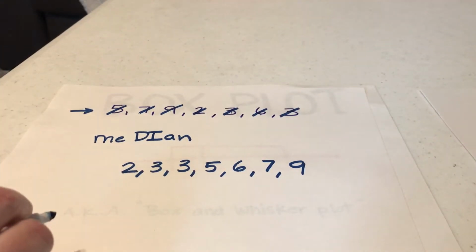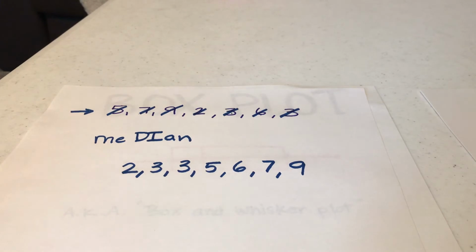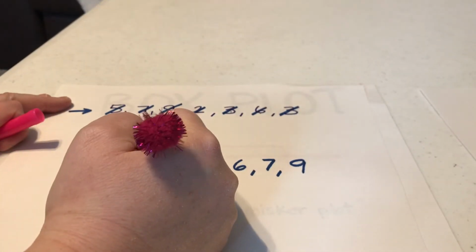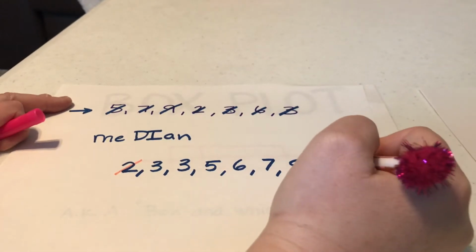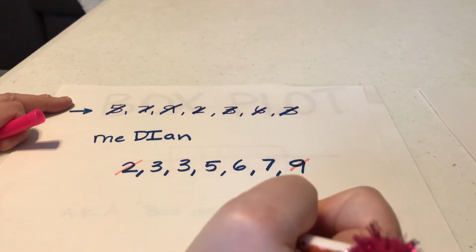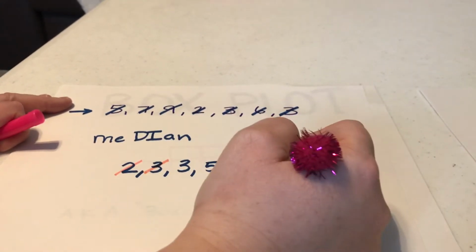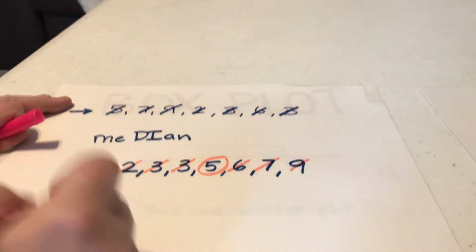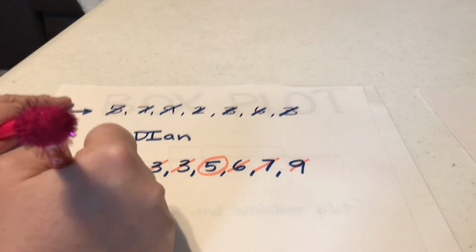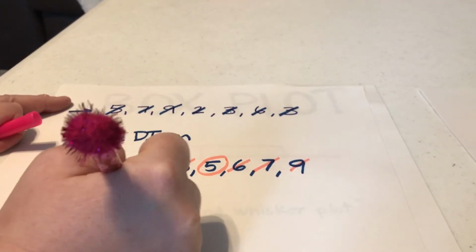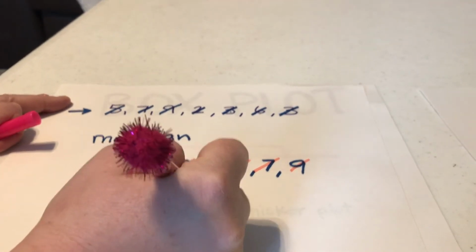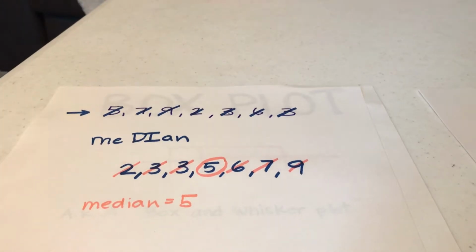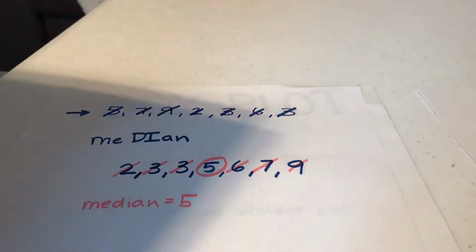So in order to find that median, you might remember this. We end up crossing off. You can do it lightly with a pencil, or I'm going to use this color pen. Cross out the minimum and the maximum number until you get to the middle. As we keep on going, we find out that our middle value, or our median, is 5. It's as simple as that. Median equals 5.